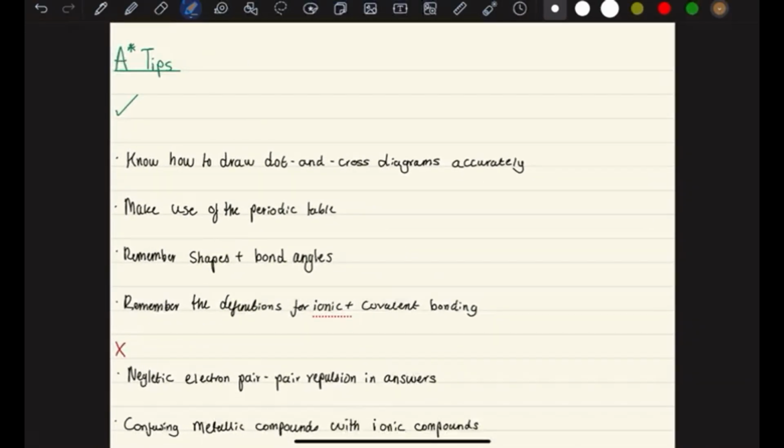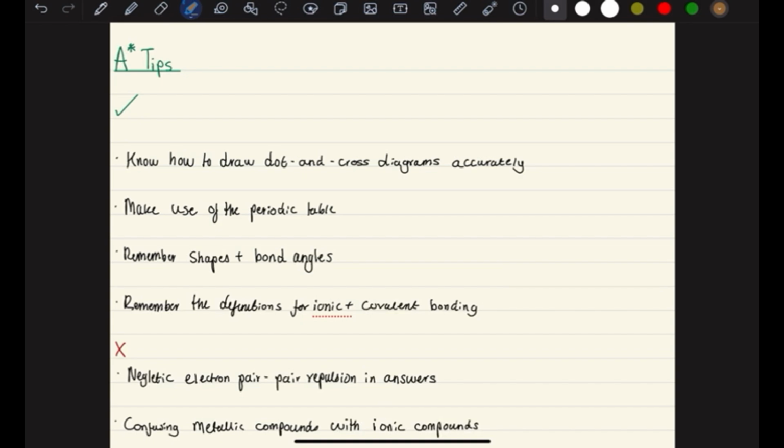Okay, thank you so much for paying attention. We are wrapping it up now. So in terms of what we do, dot and cross diagrams, I've said it's from GCSE because it is, but it's very important that you do know how to draw them because they do ask it virtually every year. If you don't know how to do dot and cross, please cover it because it will almost definitely come up.